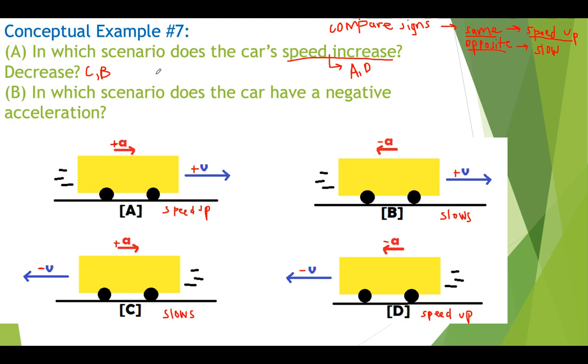In part B, we're asked to figure out in which scenario does the car have a negative acceleration rate. To figure out when acceleration is negative, we're looking at the direction of that acceleration vector. So whenever that vector is pointing to the left, our acceleration is negative. So in cart B and cart D, we have negative acceleration because our vectors are pointing to the left for acceleration.